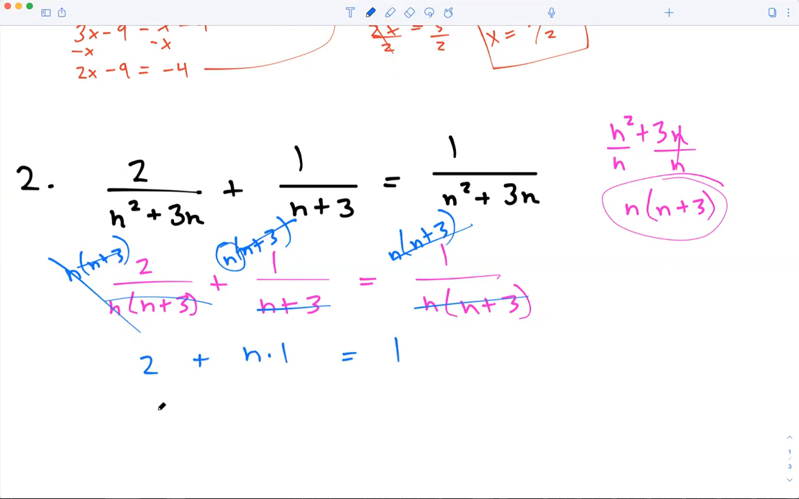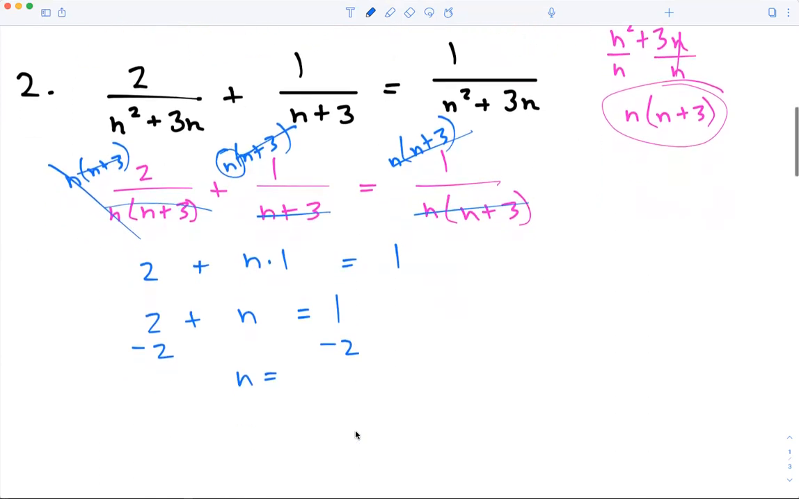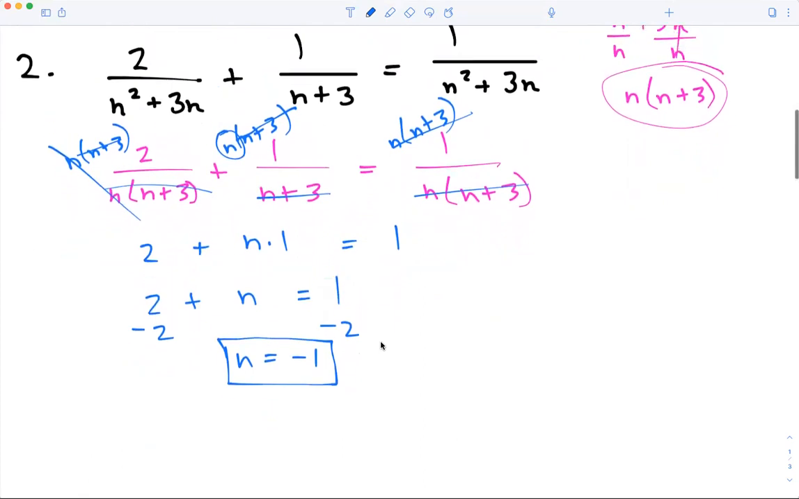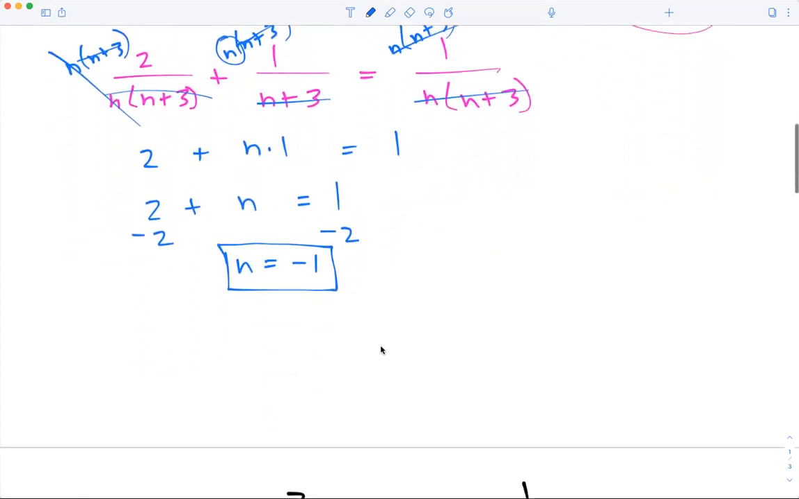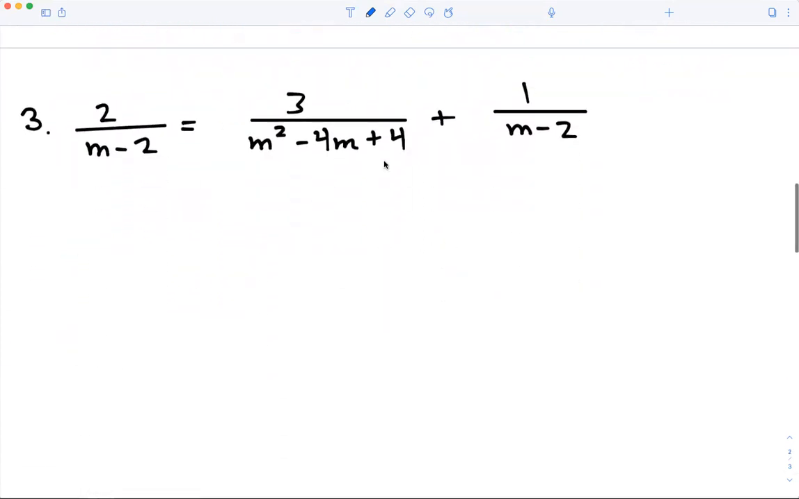Wow, that's pretty simple now, isn't it? 2 plus n equals 1. So we just subtract the 2, subtract the 2, n equals 1 minus 2. Don't say 3. 1 minus 2 is -1, guys. There you go. Okay, number 3. If you need to pause for a second, pause it, but we're moving on.